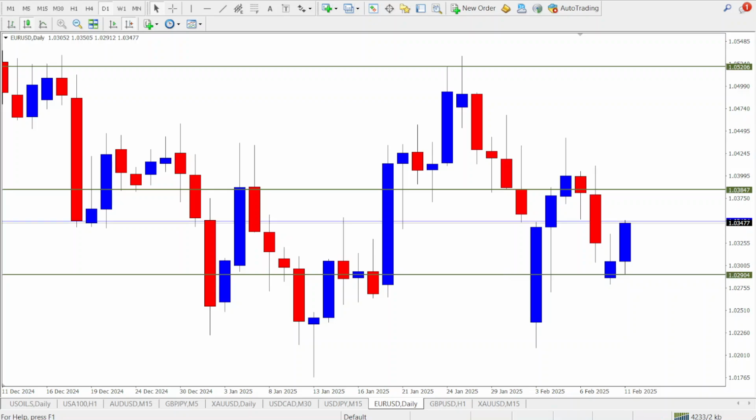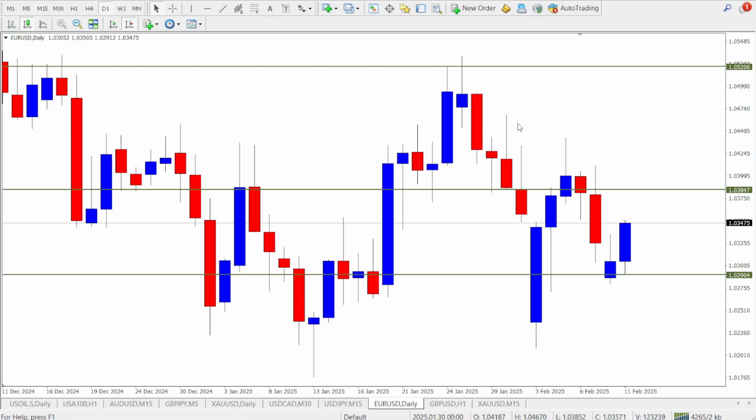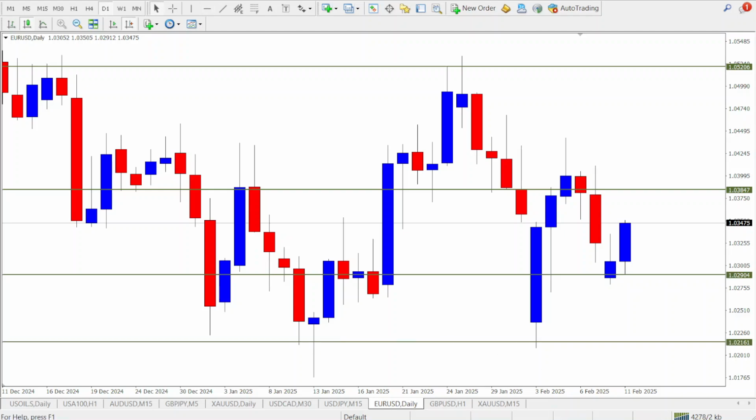Now, there are two main types of support and resistance that traders use. The first is horizontal support and resistance. These are fixed levels where the price has reacted multiple times. You can see these are horizontal support and resistance levels on the chart. They are easy to spot and they are widely used.